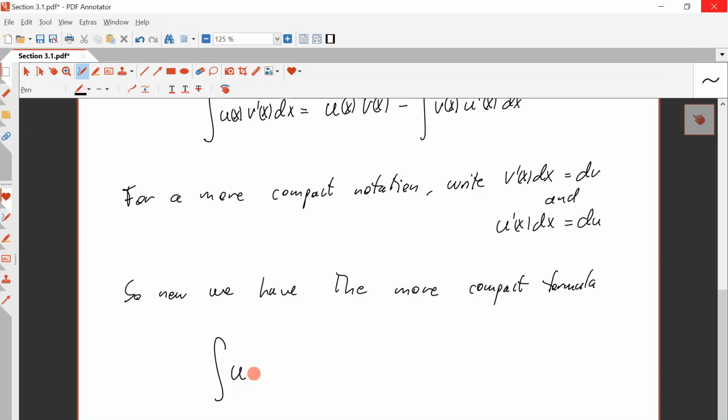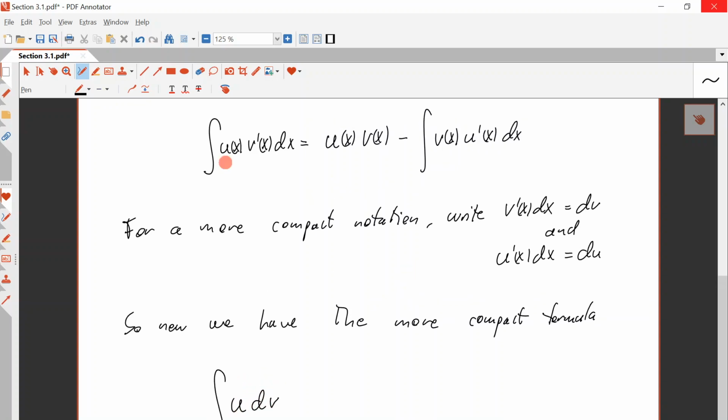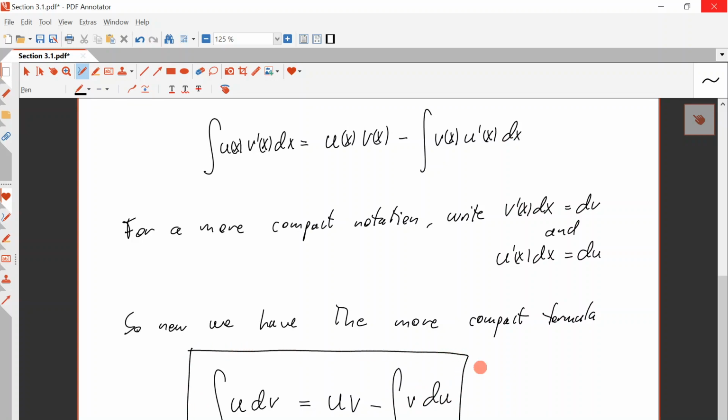Antiderivative of u times dv. Just forget about the x, throw away the x, so v'(x) dx we just write as dv, and u we just write as u, is equal to u times v minus the antiderivative of v du. And this is the integration by parts formula, right here. Antiderivative of u dv is u times v minus antiderivative of v du.